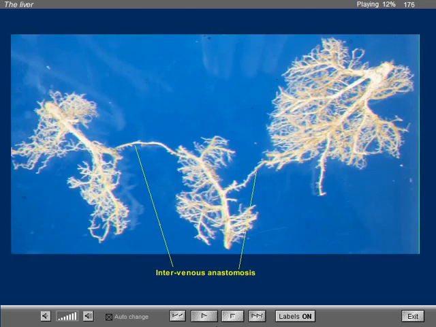This cast corrosion preparation explains the venographic findings. That is, we have potential intravenous anastomosis among the hepatic veins, as seen in this cast.